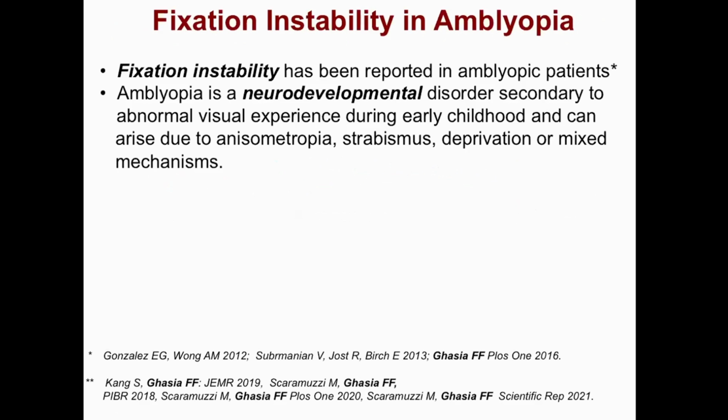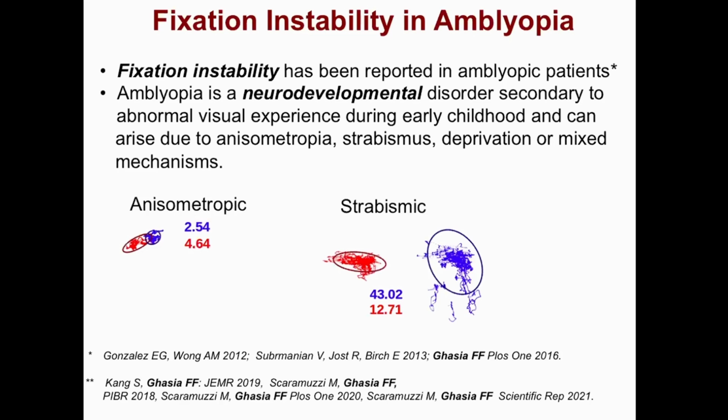Now, fixation instability has been reported in amblyopic patients. As we know, amblyopia is a neurodevelopmental disorder secondary to abnormal visual experience during early childhood, and it can arise from anisometropia, strabismus, deprivation, or mixed mechanisms and affects 2 to 4% of our population. These are eye position scatter plots obtained from a patient who had anisometropic amblyopia, and this is from a patient who had strabismic amblyopia. Red trace here is the amblyopic eye, blue trace here is the fellow eye. And notice that the amblyopic eye has more fixation instability compared to the fellow eye.